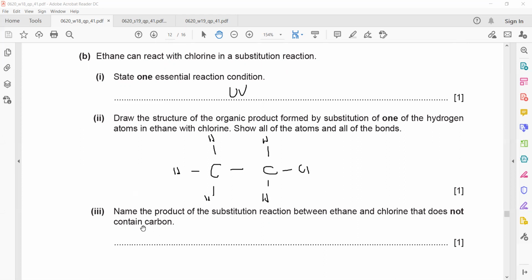Then name the product of a substitution reaction between ethane and chlorine that does not contain carbon. So what else is there? What is the other product formed when chlorine reacts with ethane? Like C2H6 plus Cl2 gives chloroethane, C2H5Cl, plus hydrogen chloride, or HCl. When you mention it, it should be in words: hydrogen chloride.